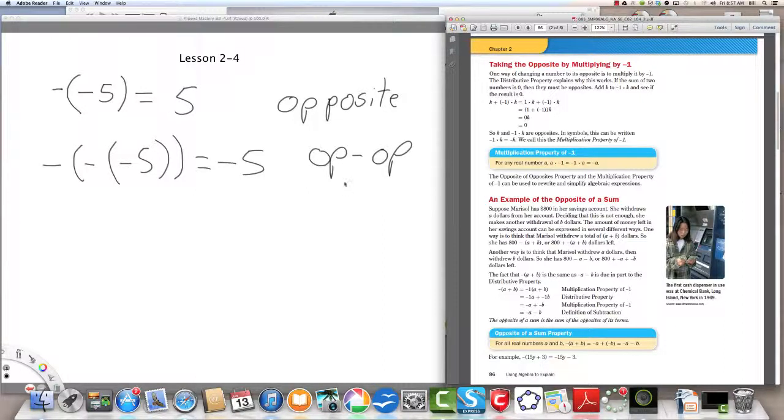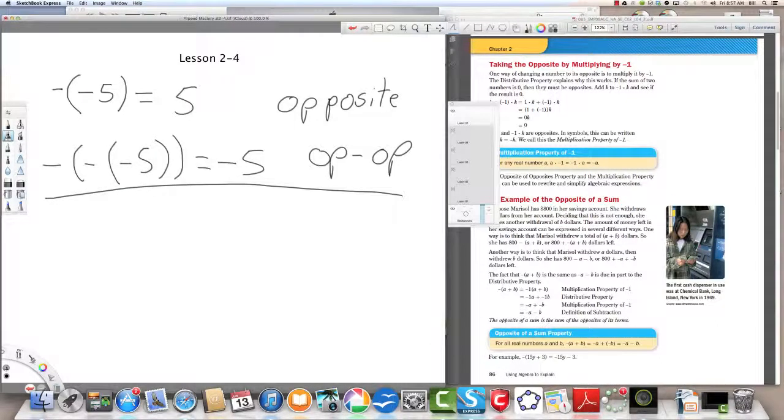Now, when I did this, I actually made use of a property we haven't talked about yet, but we will right now, which is the multiplication property of -1. And right here, effectively, I multiplied both sides of the equation by -1. Did the same thing to both sides.